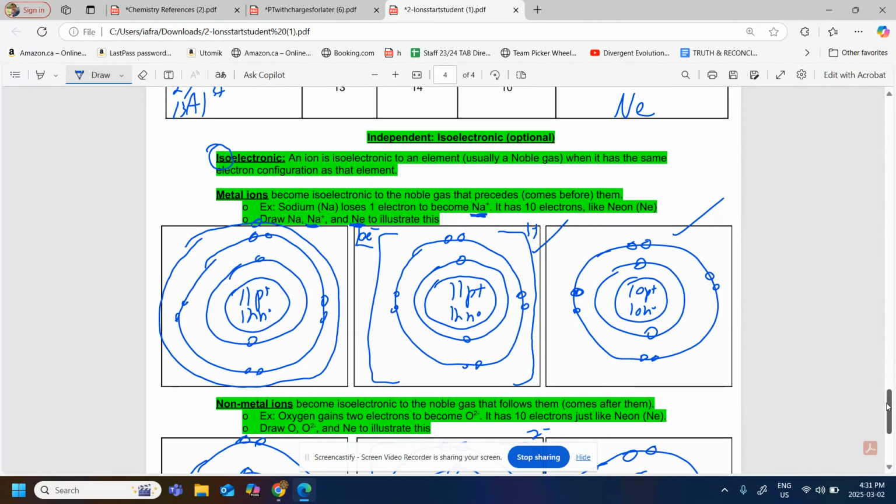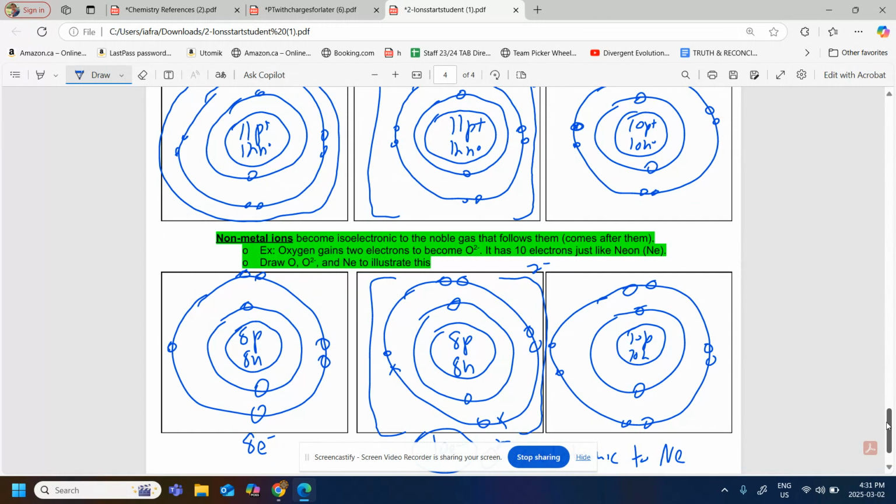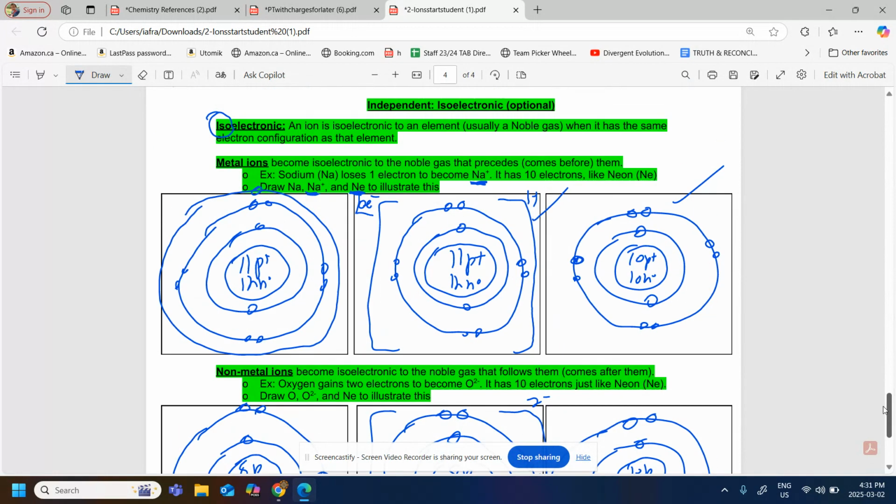And usually the metals become like the noble gas just before them because they lose, and non-metals become like the noble gases that come right after them in the periodic table because they gain. And that's all isoelectronic means.